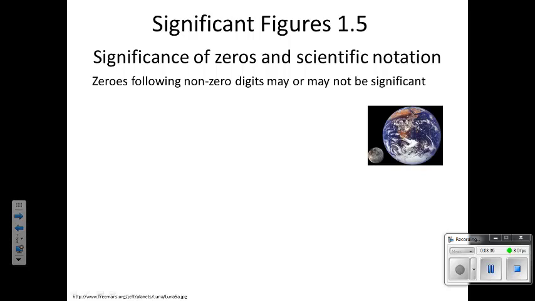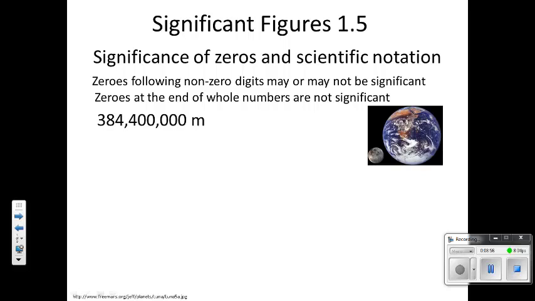More on zeros. Wow, the zeros are pretty intense here, right? Zeros following any non-zero digits may or may not be significant. Okay, here we go. Here we get into it, right? First of all, it's the case that zeros at the end of whole numbers are not significant. So if my whole number is the distance between Earth and the Moon, I'm putting 5 zeros in there, but those 5 zeros are really just placeholders.